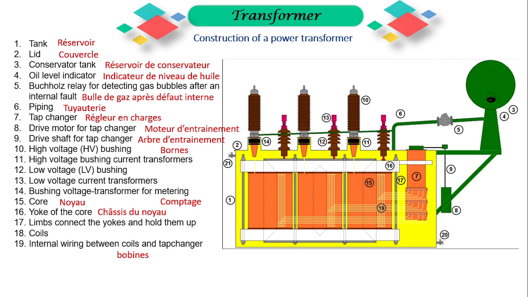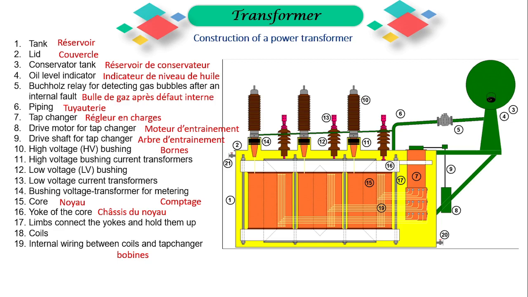1. The tank. This serves as the outer enclosure, providing protection and insulation. 2. The lid. It covers and seals the top of the tank, securing the internal components. 3. The conservator tank, often located above the main tank, contains insulating oil and manages oil expansion and contraction. 4. The oil level indicator provides a visual indication of the oil level in the conservator tank.